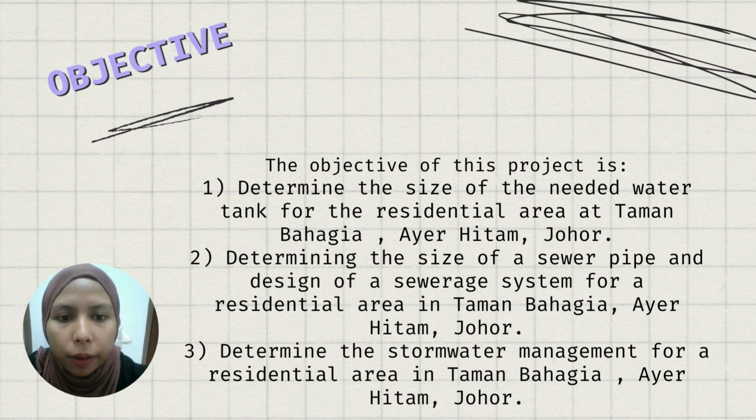Objective. The objective of this project is, first, to determine the size of the needed water tank for the residential area at Taman Bahagia Air Hitam, Johor. Second, determining the size of sewer pipe and design of a sewerage system for a residential area in Taman Bahagia Air Hitam, Johor. Third, determine the stormwater management for a residential area in Taman Bahagia Air Hitam, Johor.